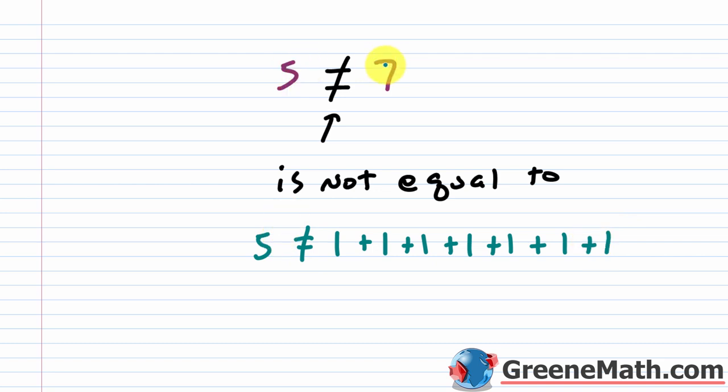So it doesn't matter if it's straightforward like this. You're going to see a lot of stuff that's not straightforward, and you need to go through and think about, well, what is the value of this once I perform this operation? Well, this would be 7, and this is 5, and 5 is not the same as 7. So here we can show that with the not equal to symbol.